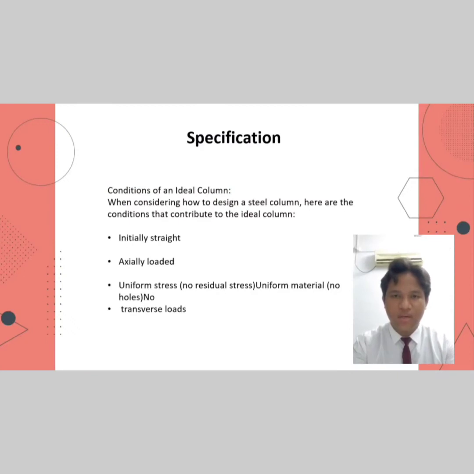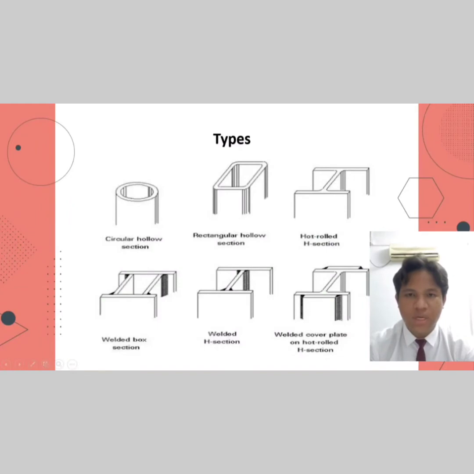Conditions of an ideal column. When considering how to design a steel column, here are the conditions that contribute to the ideal column. Initially straight, axially loaded, uniform stress, uniform material, and no transverse loads. Types of steel columns are circular hollow section, welded box section, hot roll hinge section, welded cover plate on hot roll hinge section, rectangular hollow section, welded hinge section.